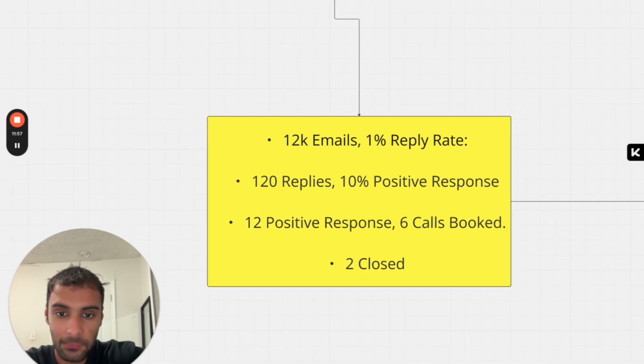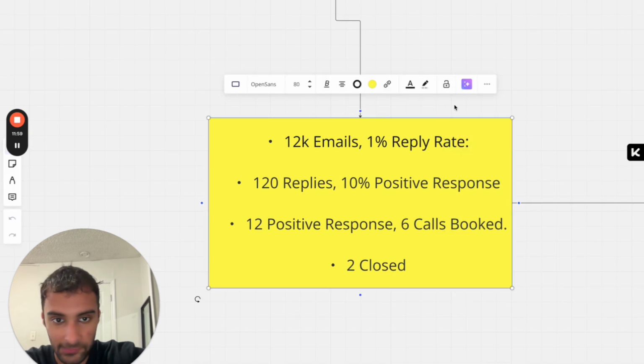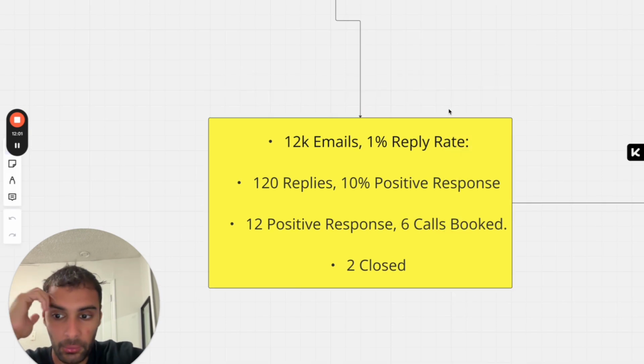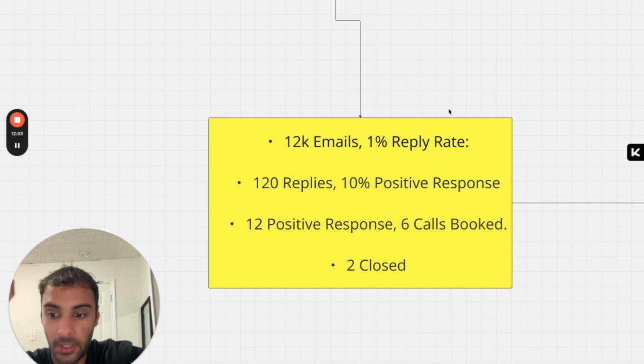So let's say every single month you send out 12,000 emails, right? If you buy all those domains I mentioned above, every single month you're sending out 12,000 emails. Out of those 12,000 emails, let's say you get a 1% reply rate. That's pretty low, but we're going with minimum here, right? If you get a 1% reply rate out of those 12,000 emails, you will get 120 replies. If only 10% of those 120 replies are positive responses, that'll mean 12 positive responses.